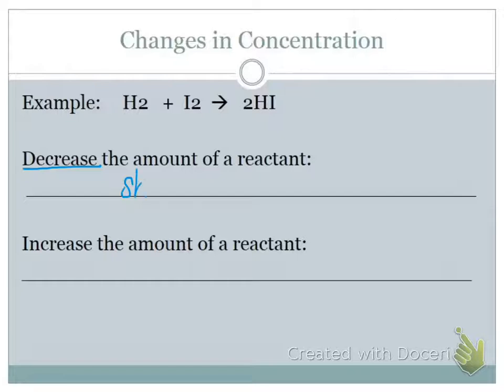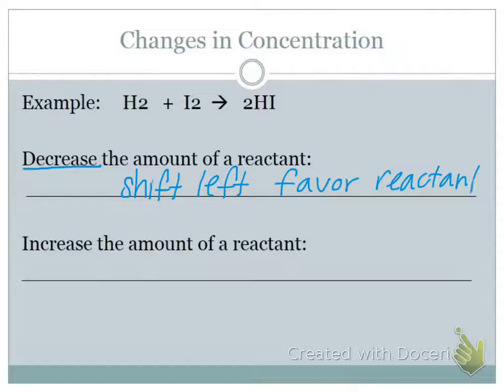If I decrease a reactant, remember if I decrease, it shifts toward what I'm decreasing. So it would actually shift left, which would favor my reactants, meaning I would start to make more reactants. So the reverse reaction would be favored, which would mean shifting it to the left. That should have been a double-headed arrow there. I didn't realize it wasn't. So it would shift this way, the reverse, and start making more reactant.